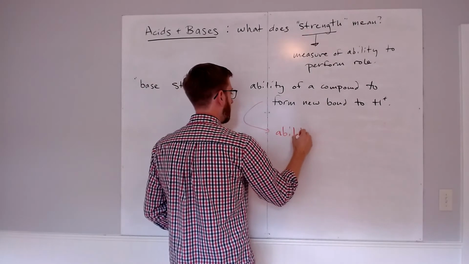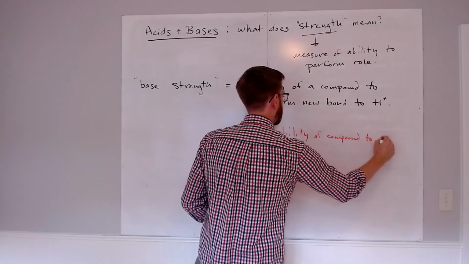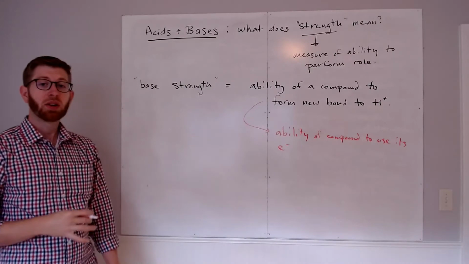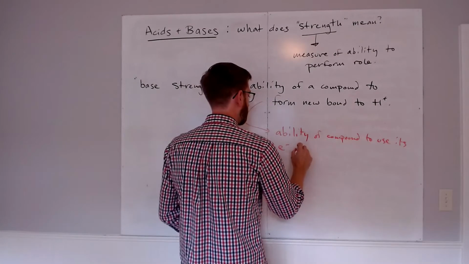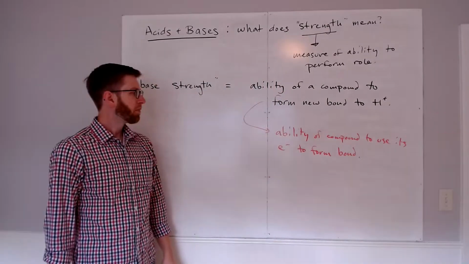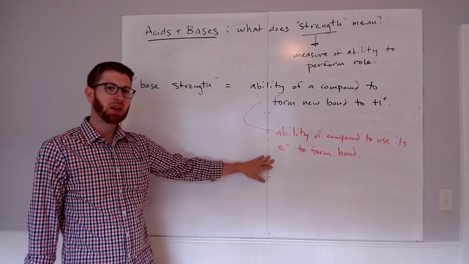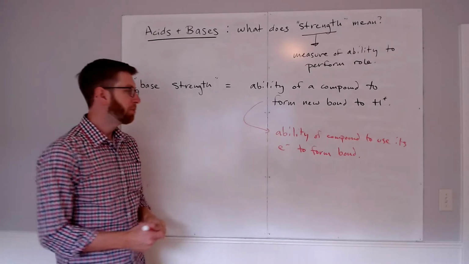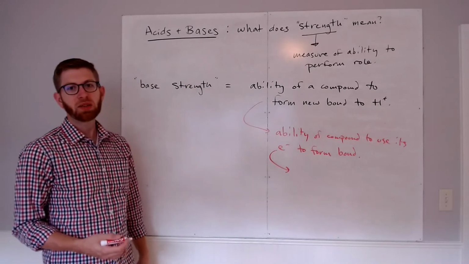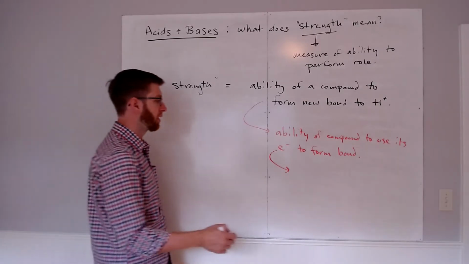Ability of a compound to use its electrons for a specific purpose, to form a bond. But if we think about this carefully, this ability of a compound to use its electrons to form a bond, that's more general than just being a base. We also could use notions of base strength as a measurement to actually predict or talk about nucleophile strength.